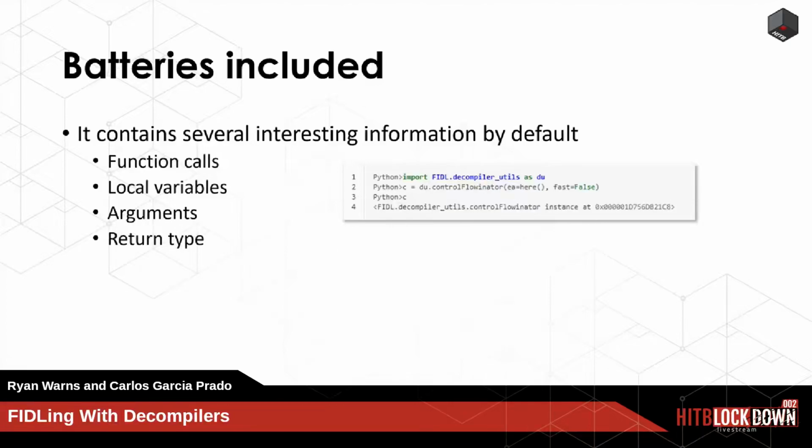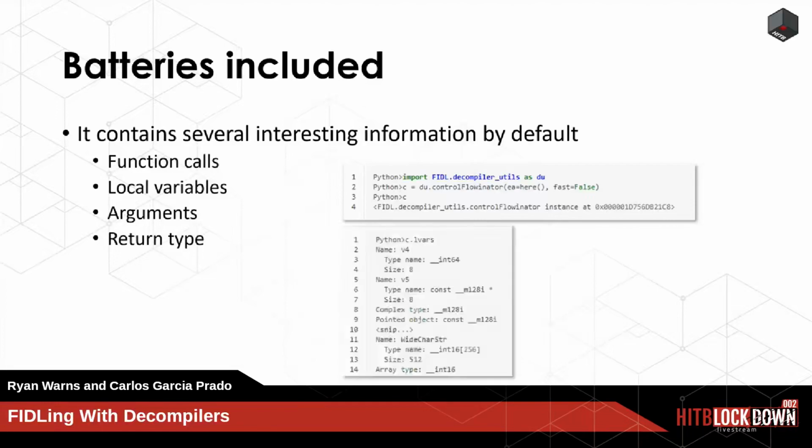And this is just a code snippet showing you something that you're going to be doing all the time. Of course, you're going to be importing FIDL. Then you create a control flow object that has a couple of parameters. One of them is just one address inside the function that you want to represent or get information from, and the other one, most of the time, it's going to be good that you set it to false, because then you're going to get all those goodies. And as I said, you have this object C that is the control flow object, and very quickly you can access them comfortably.